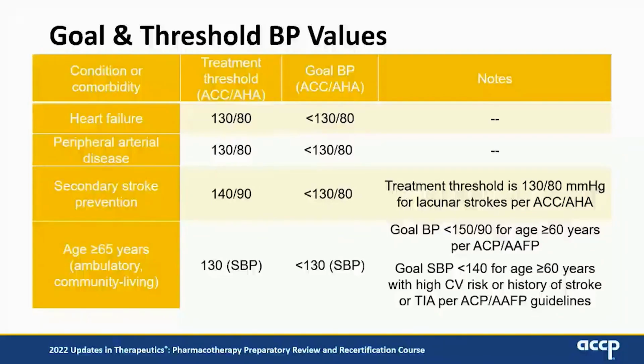Folks that have had a stroke in the past, the treatment threshold is actually 140 over 90 due to insufficient evidence to target lower, with the exception being patients with a history of lacunar strokes, where the threshold is still 130 over 80. And I also want to draw your attention to the last row. This is a very controversial point, but the ACC/AHA guidelines do say that the treatment threshold for older ambulatory community living adults is a systolic of 130.